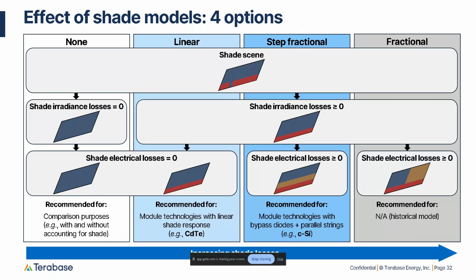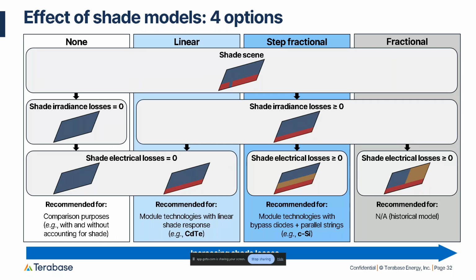So now, in terms of effect of shade models, we have 4 options. I'm going to go through these 4 options. From left to right here, you go from the least amount of effect of shade to the most effect of shade. The first model is the none model, where you do not apply anything. You have your shade shape, but you just discard that. You do not apply any reduction to your beam irradiance. You do not add any shaded losses, and this is not very physical, but it's a good way to compare your results.